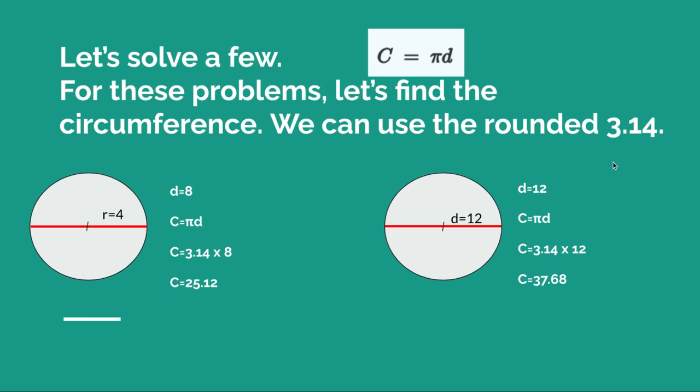Next problem. So they gave us the diameter in this one. So the diameter is equal to 12. Circumference is equal to pi d. C is equal to 3.14 times 12. C is equal to 37.68.